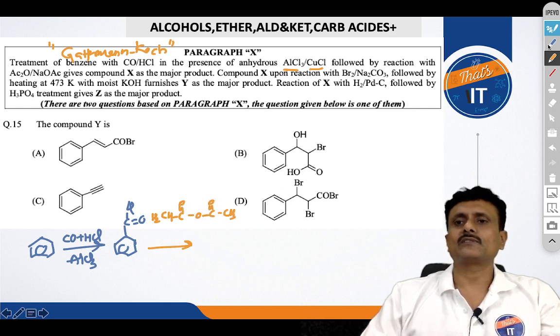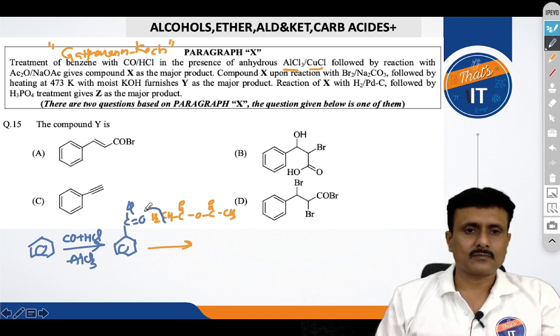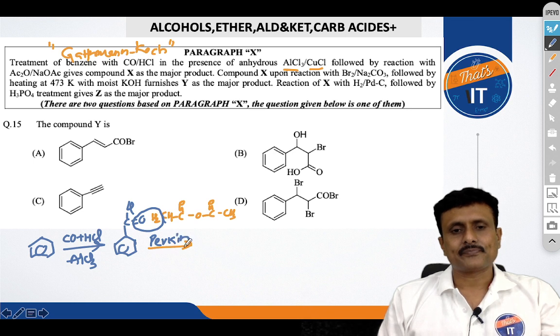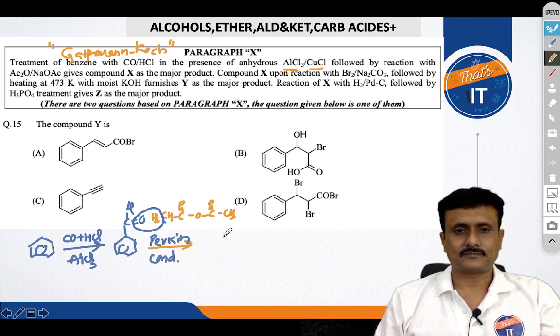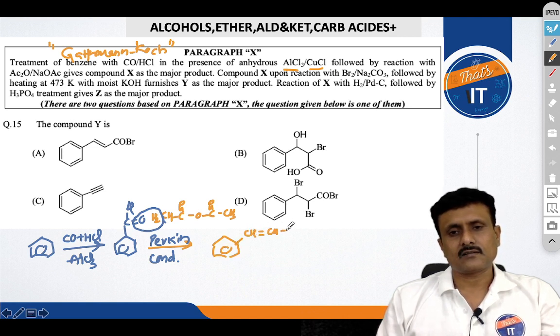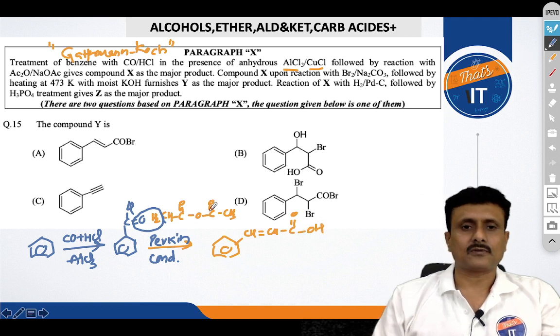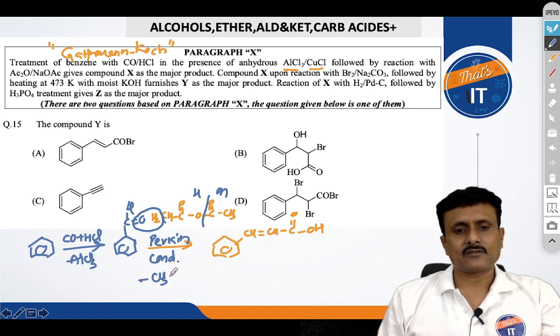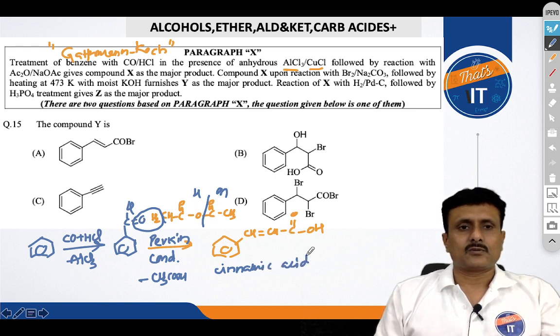Now what you have to do is you have to remove H2O. This is nothing but Perkin condensation, isn't it? You have studied, right? Perkin condensation. So what is it that you are going to get? Only aromatic aldehyde would react, and you have done the hydrolysis also, so this part also gets eliminated. So finally you will be getting cinnamic acid, right? So this is your X.